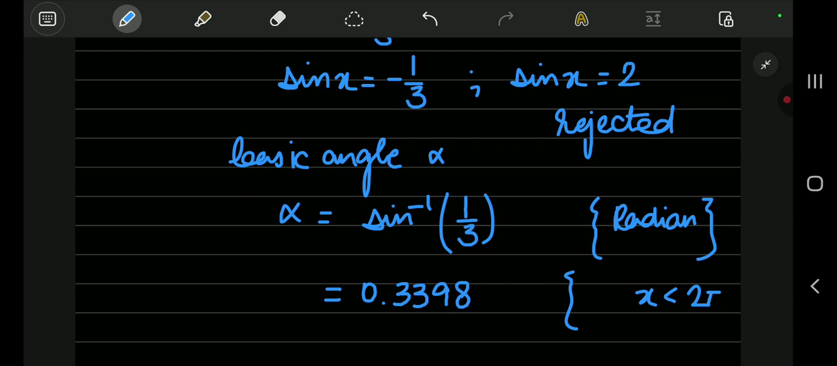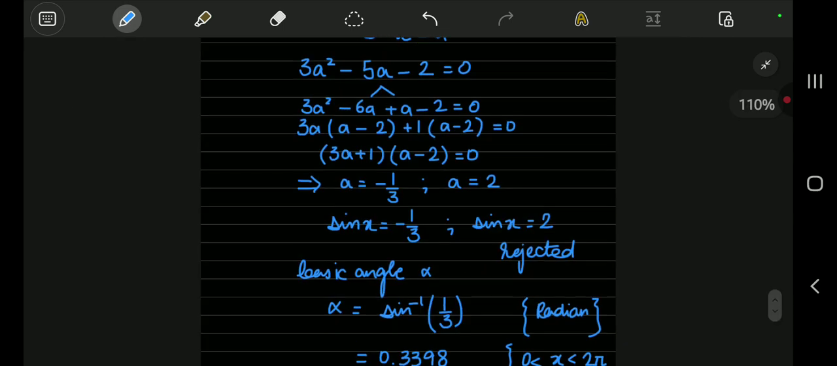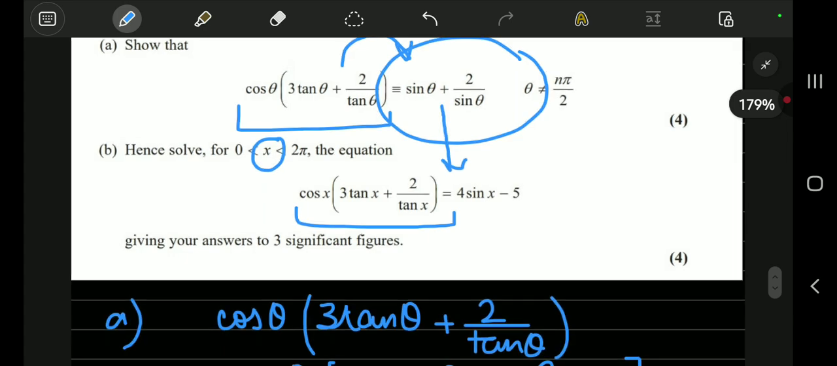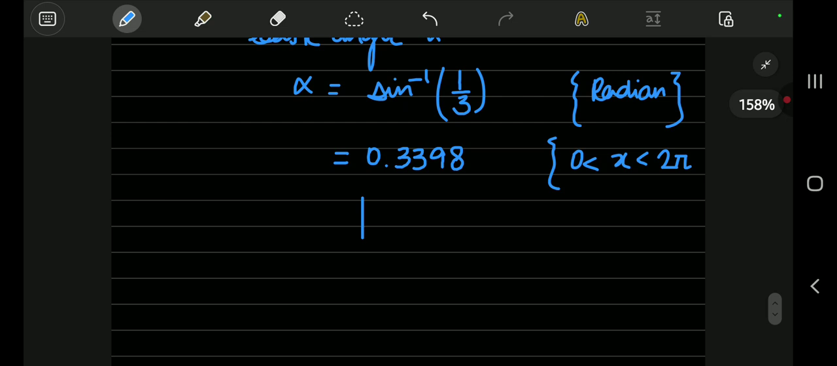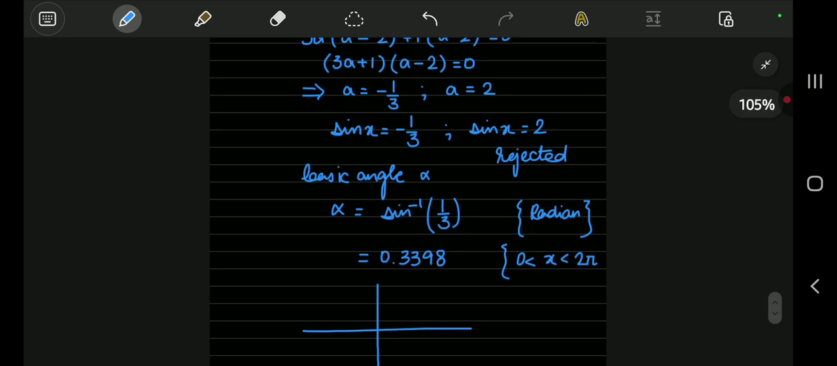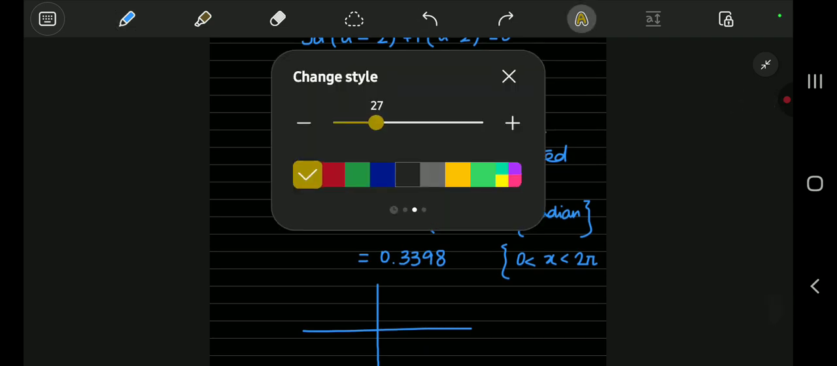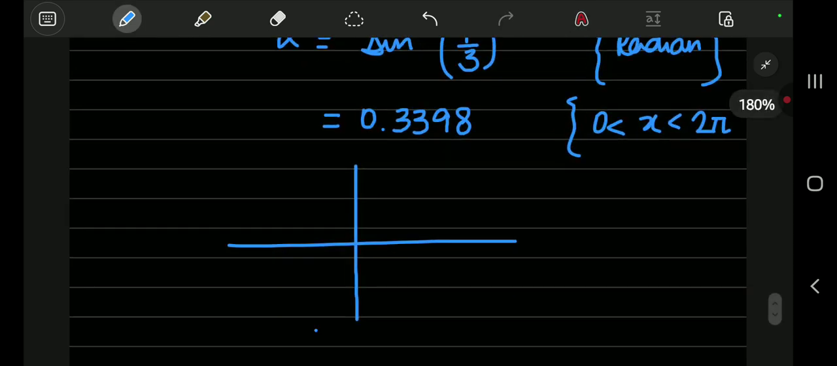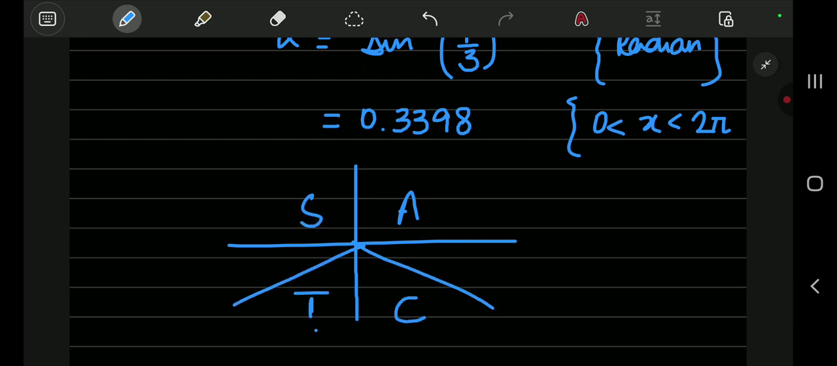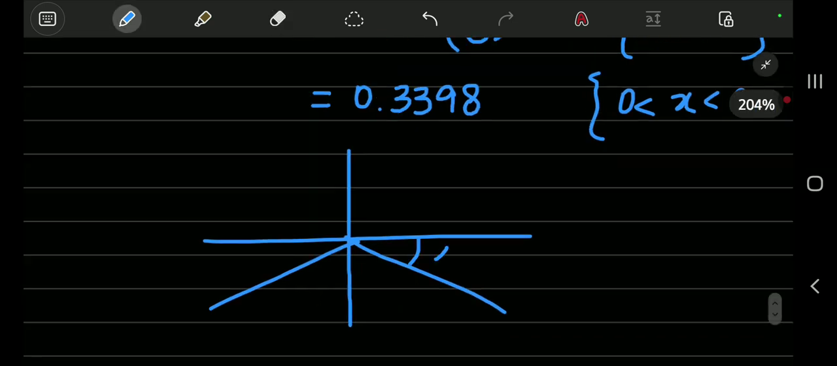x greater than 0 and less than 2 pi, between 0 and 2 pi. So let's look into the angles. We have this sine negative. So where is our negative sign? ASTC, here in this quadrant and in this quadrant. And where does our basic angle lie? Our basic angle always lies with the x-axis.